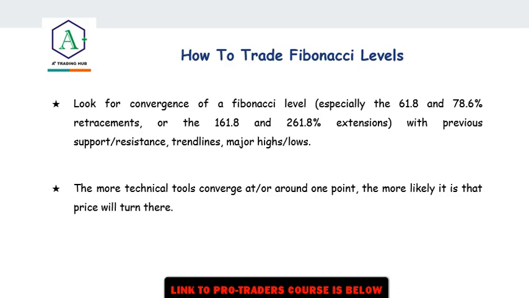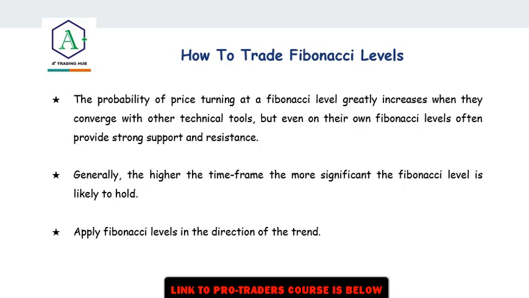So the more technical tools converge at around one point, the more likely it is that price will turn around there. So after drawing your support and resistance and your trend line, and you plot your Fibonacci tools, and you notice that one or two of those price levels converge with your trend line, or a major swing high or low, or a support and resistance point, rest assured that price may likely turn around from that point.